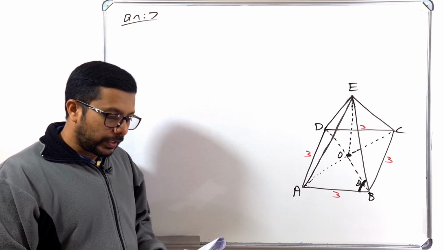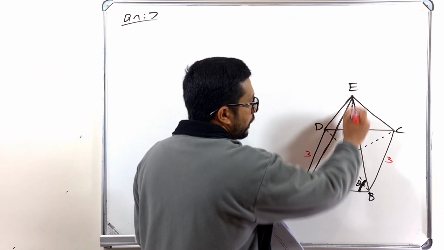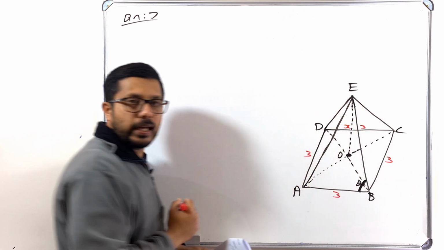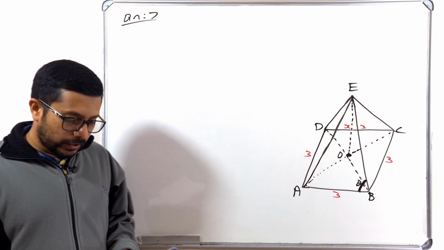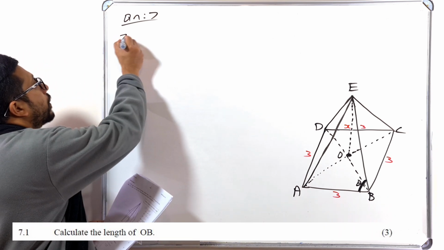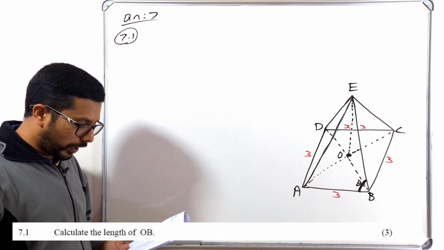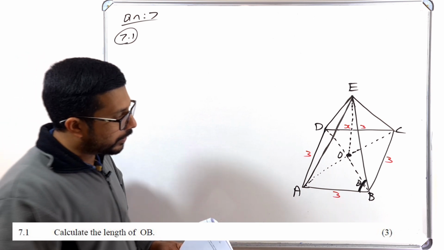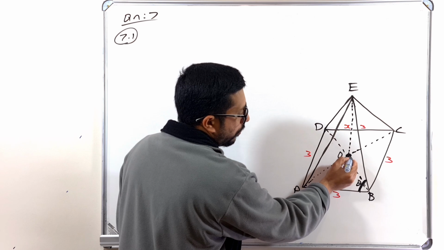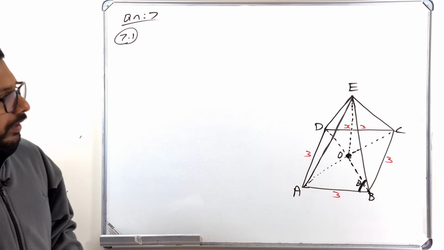Now the perpendicular height of the pyramid is x. So this perpendicular height, that is OE, it is given that that one is x. Okay. Now what is the first question? Question number 7.1. What is that question? Calculate the length of OB. You have to find the length of OB. Which one is OB? This one. This is O and this one is B. So you have to find this length. So how can you find the length of OB?